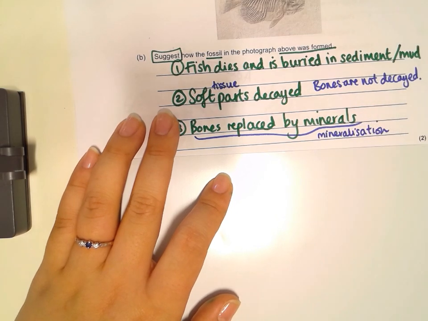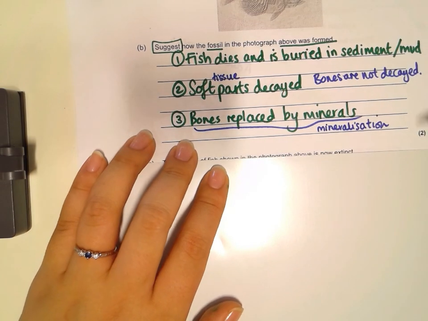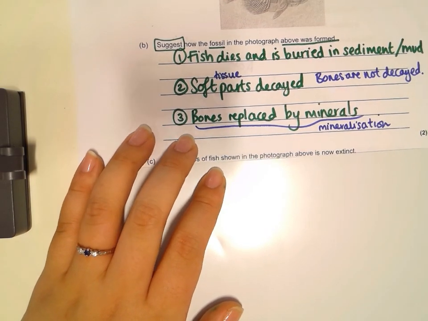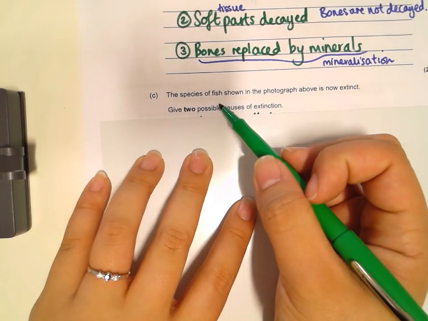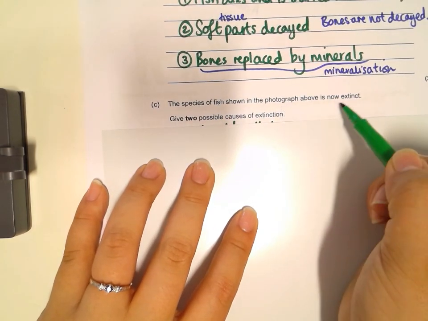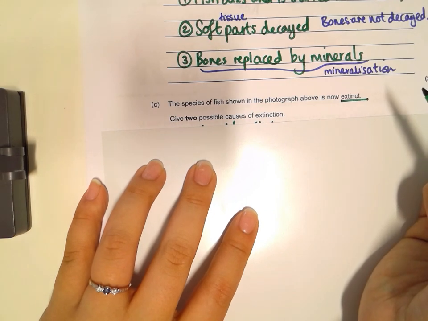And those are the 3 marks you require. Well, you have 2 marks there, you need 2 of the 3 there. But we want to write all 3 just to be 100% sure. The species of fish shown in the photograph is now extinct, so we have no living species.